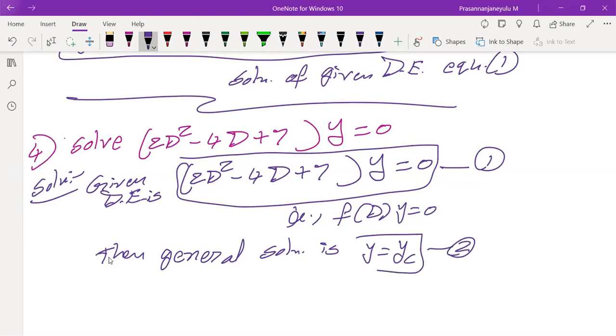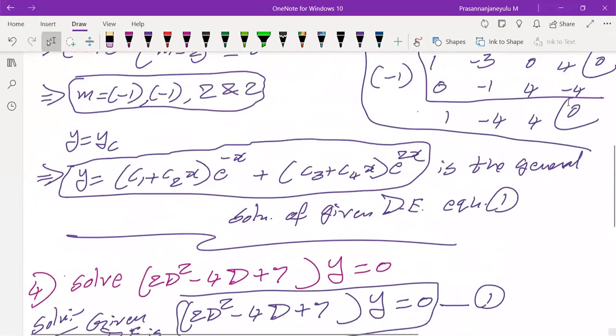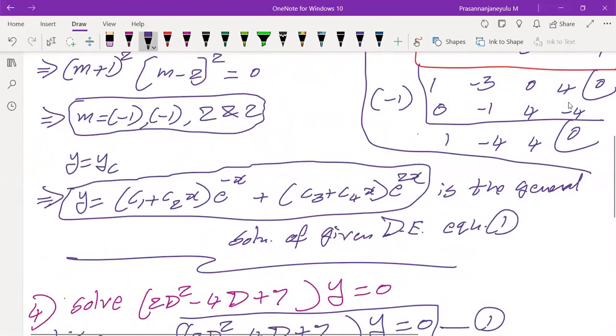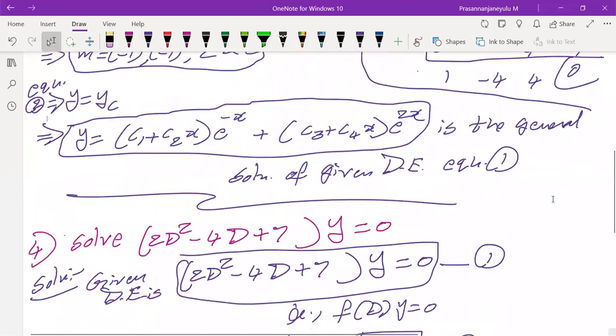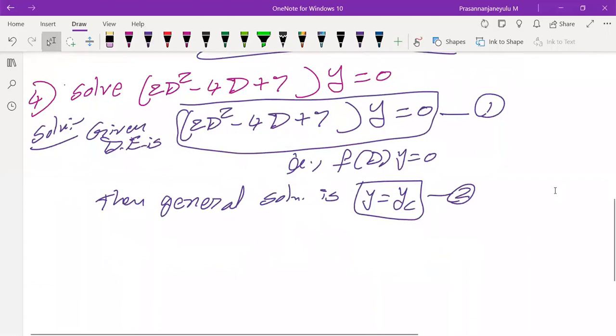Why I'm taking equation number 2 is, I'm not using equation number 2 anywhere. I'm not even substituting the yc value in equation number 2. Otherwise, as you used in the previous problem, equation 2 becomes, equation 2 implies, you can write like this. So y equals to yc. Then the general solution will be y equals to yc, finding yc. But I am not writing that because we are finding only yc in this problem. Just for the understanding purpose, I explained in the previous problems.